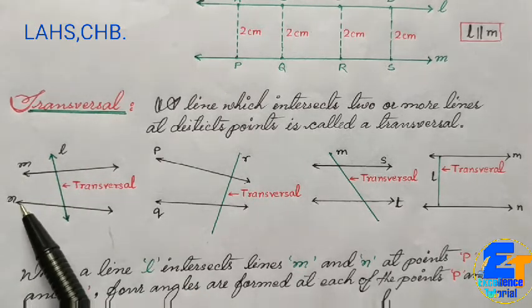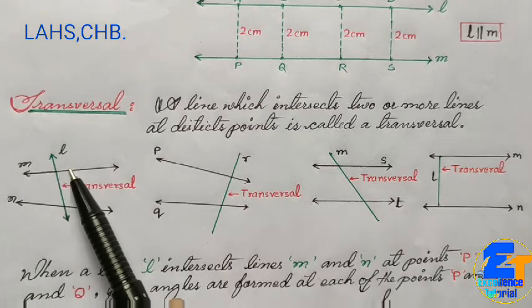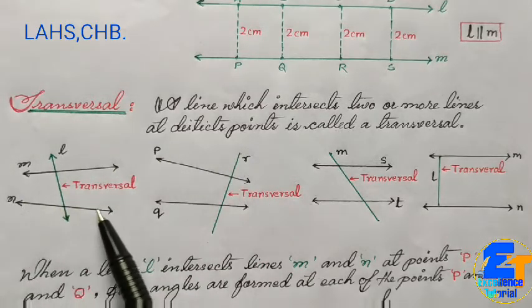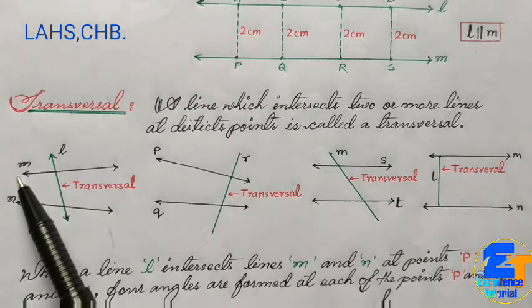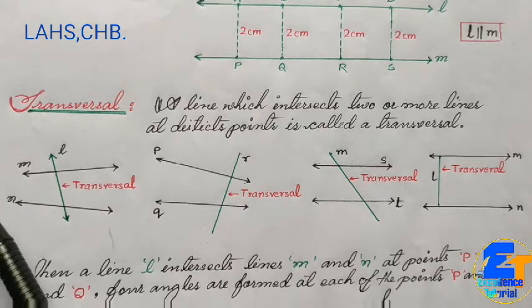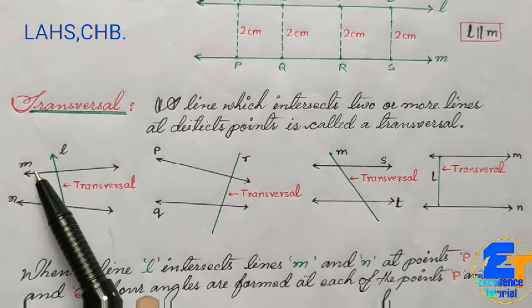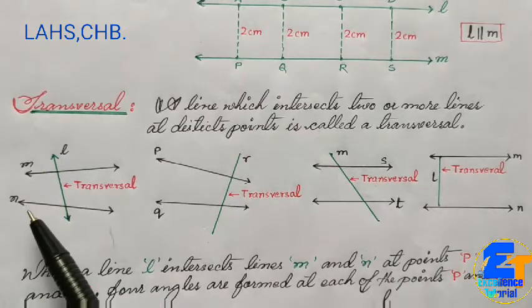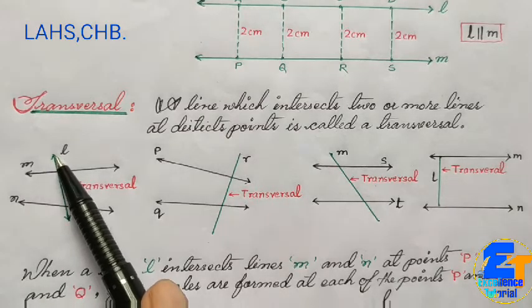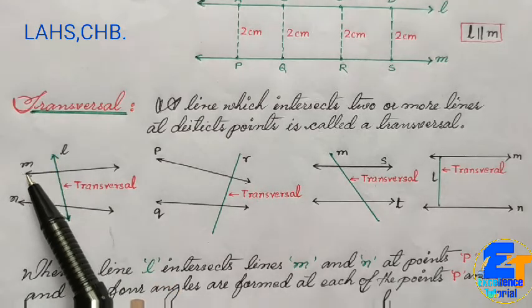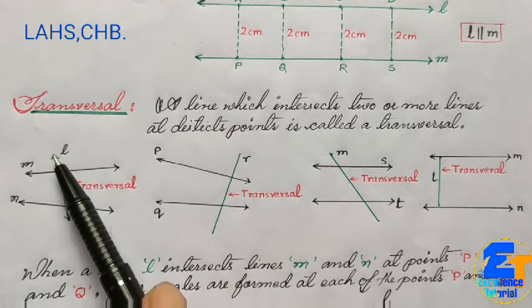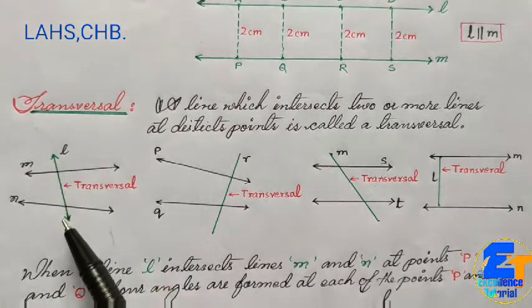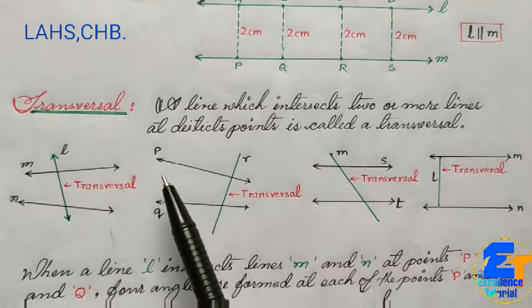Remember what type of lines M and N are? See, it is moving in this direction and it is moving in this direction. On producing on this side, definitely they will intersect at a certain point. So we can say lines M and N are non-parallel lines. But remember, a third line is intersecting the two given lines M and N at these two points. So L, the third line, is called the transversal.